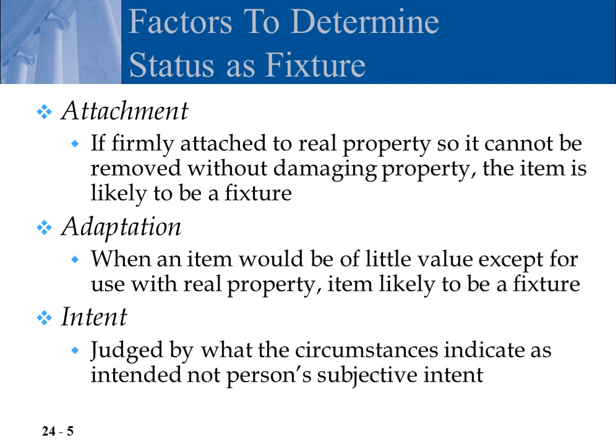So the factors that you have to look at to determine the status as a fixture are attachment, adaptation, and intent. Attachment is really talking about the fact that actual physical attachment to real property is not necessary. For example, heavy machinery or a remote control device for an automatic garage door may be considered a fixture even though they're not physically attached to the real property. Adaptation is dealing, for example, with keys or custom-sized window screens and storm windows. They've been held to be fixtures.